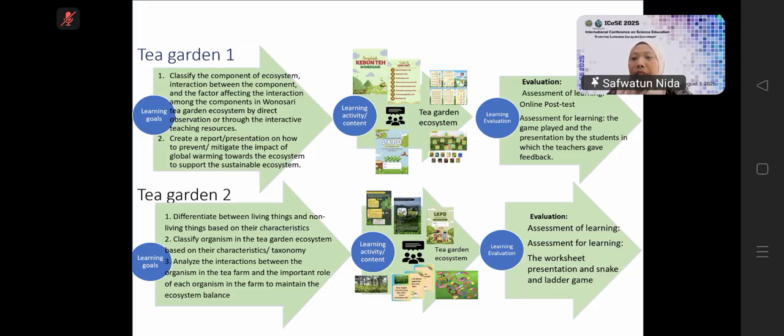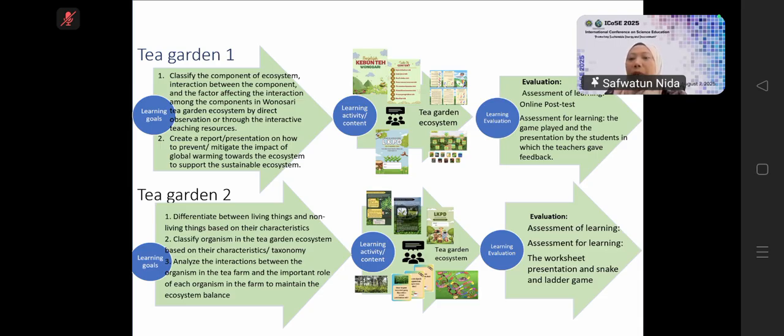And in the second group, the topic is classification of organisms in the tea farm ecosystem. The activities arranged by the student teachers for the junior high school students are as follows. The first one, students are introduced to the concept of taxonomy as background knowledge before doing the field trip to Wonosari. And after that, students access the worksheet through QR code or through a printed version, and also the students present the result of group work, and after that the students play snake and ladder, where the player should answer questions related to the classification of living things according to Wonosari Tea Garden.